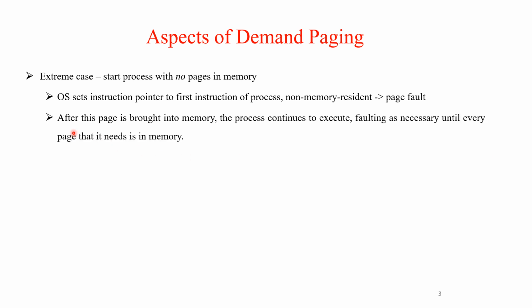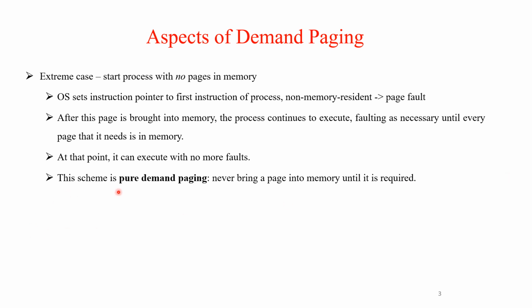Once a page fault is raised, the required page will be brought in. After the page is brought into the memory, the process will continue to execute, faulting as necessary until every page that it needs is in memory. Until every required page is in memory, faults will be raised and then the pages will be brought into the memory. This process continues. At that point, it can execute with no more faults. When all the pages required for execution are in the main memory, there are no more page faults.